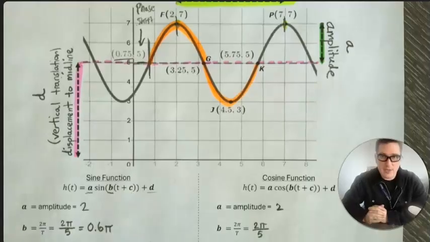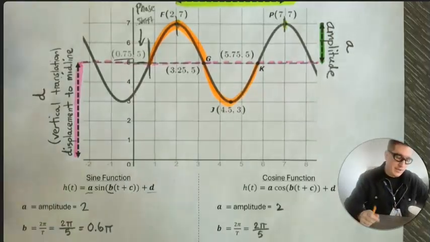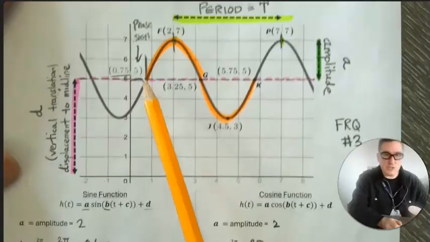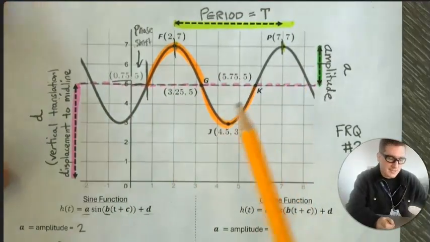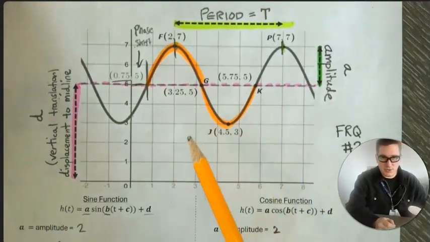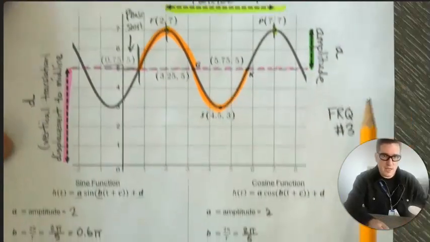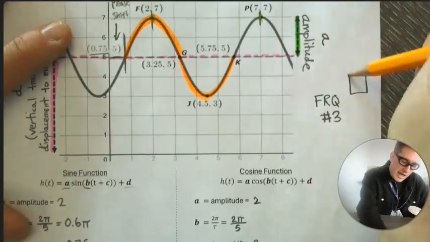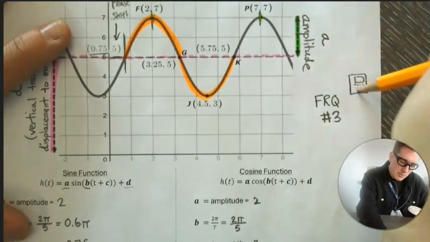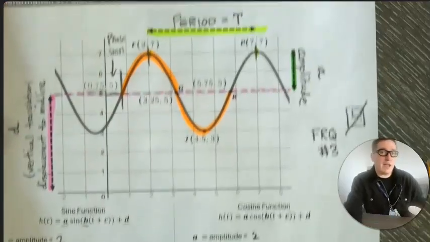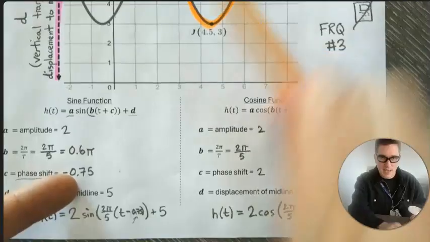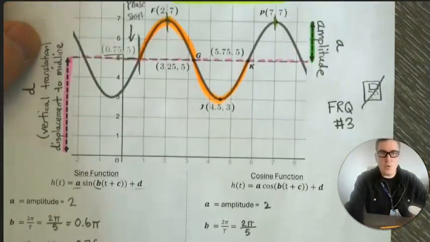Now here's the scary thing. On the AP Pre-Cal exam, FRQ number 3 is guaranteed to have a question where we are fitting a sinusoidal function into a scenario. And it's part of the exam where you are not allowed to use the Desmos calculator. My recommendation is that you try to do these problems without Desmos, and then you confirm your results with Desmos.